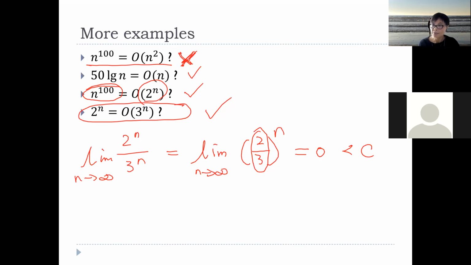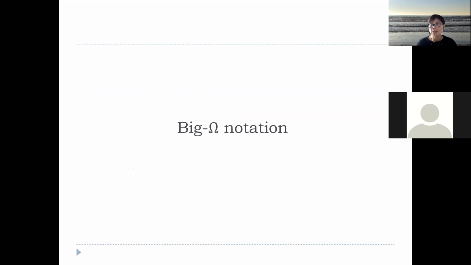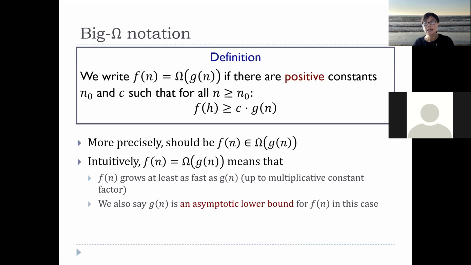Questions? Okay, so that is the big O notation, which intuitively says that function f is smaller than some constant times function g. So function f grows as fast as g up to a constant, basically. The big omega notation that we're introducing now is basically the other direction. It says that the function f is at least g of n multiplied by an appropriate constant.